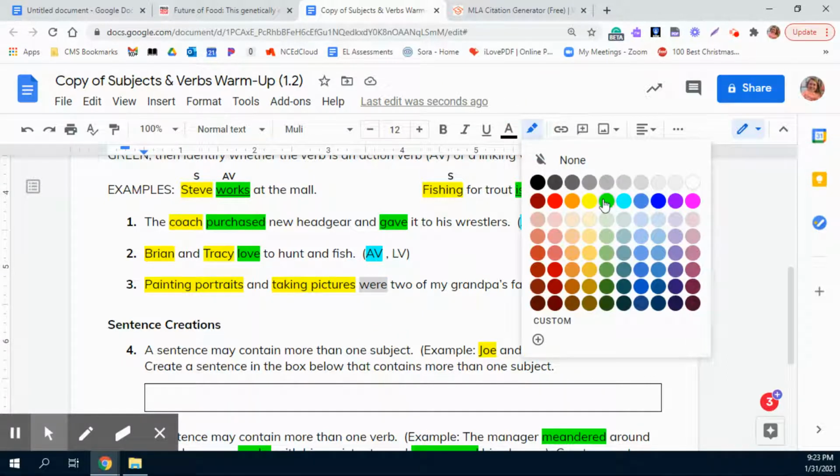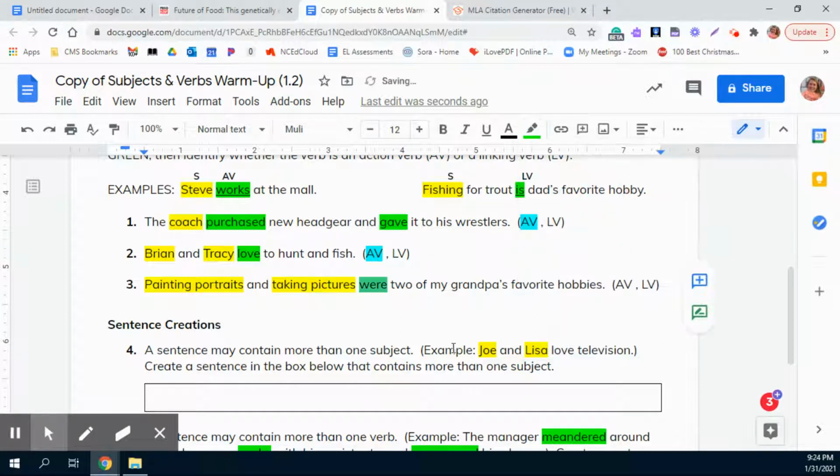This is probably the hardest example you will have seen. That's why we went over verbals, so that you understand that painting portraits and taking pictures are not being used as verbs in this sentence. They're being used as subjects. And were is, of course, like I said, a linking verb, so we need to highlight LV. Boom. All right, so go check your answers. Make sure that this looks similar to what you have. And by similar, I mean looks exactly like what you have, because these are the correct answers.